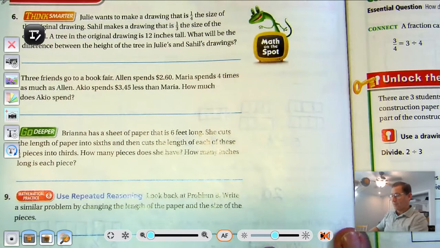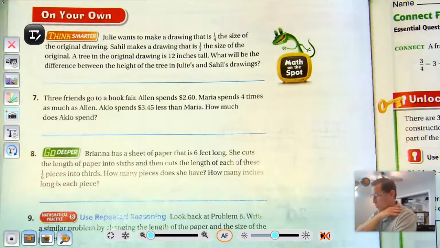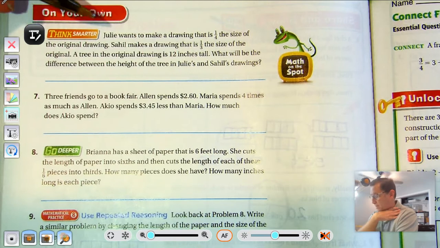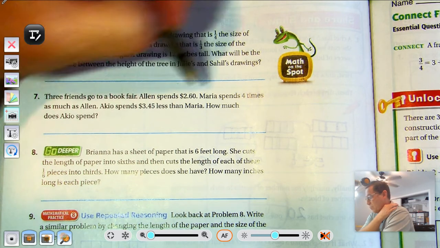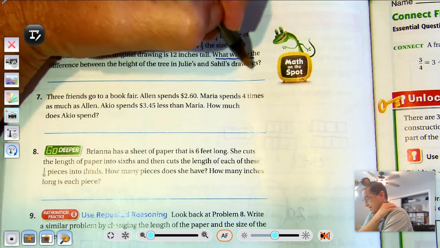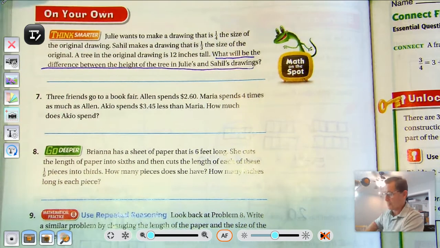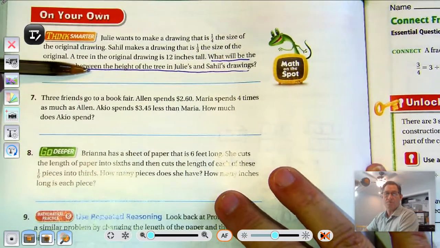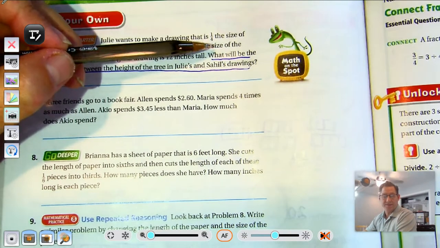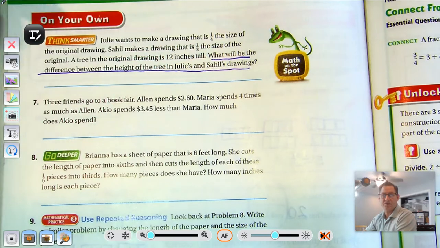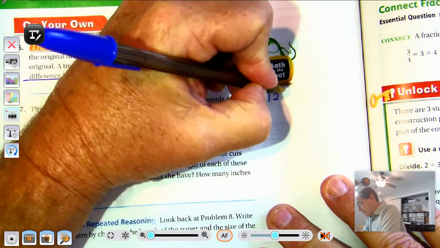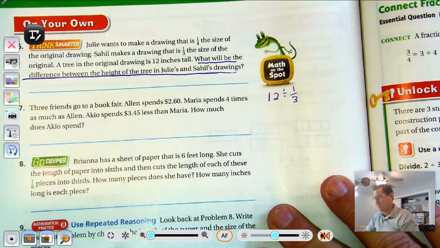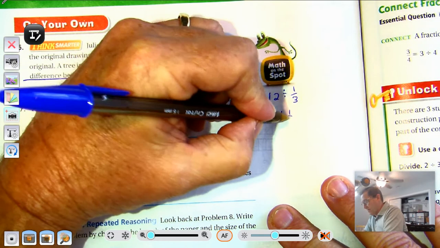Number 6. Julie wants to make a drawing that is a fourth the size of the original drawing. Sahil makes a drawing that is a third the size of the original. A tree in the original drawing is 12 inches tall. What will be the difference between the height in Julie's and Sahil's drawing? So we have a tree that is 12 inches tall. One is going to be broken into 1/4 size pieces, and the other is going to be broken into 1/3 size pieces. So basically we're looking at 12 divided by a third and 12 divided by a fourth.